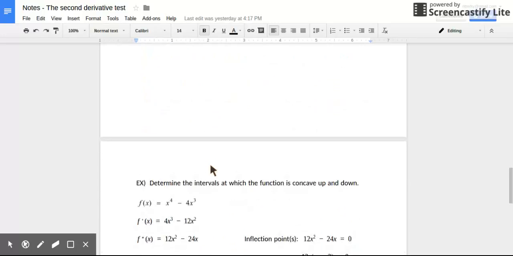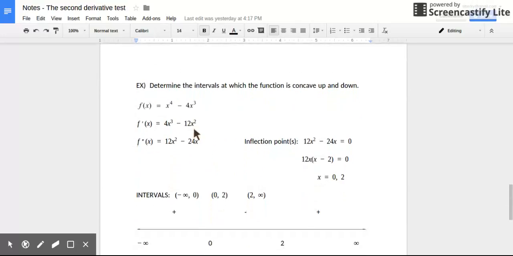So let's go through an example. Here we're given the function x to the fourth minus 4x cubed. We'll find the first derivative by using our power rule. And then we'll take the derivative of that first derivative to get our second derivative.